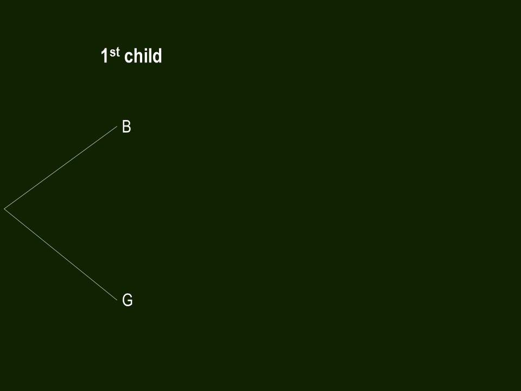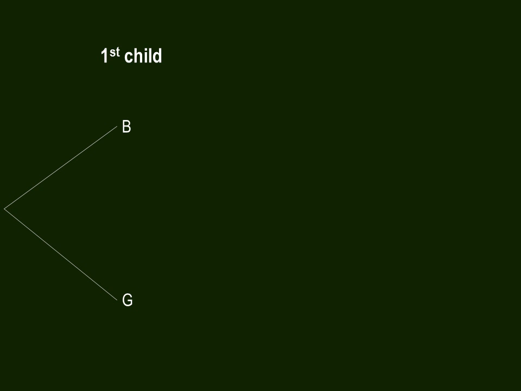Another way to illustrate sample spaces is through a tree diagram. We will draw a tree diagram to find the sample space for the gender of 3 children in a family. Since there are 2 possibilities, either a boy or a girl for the first child, we start by drawing 2 branches from a starting point and label one B and the other G, as we have here.